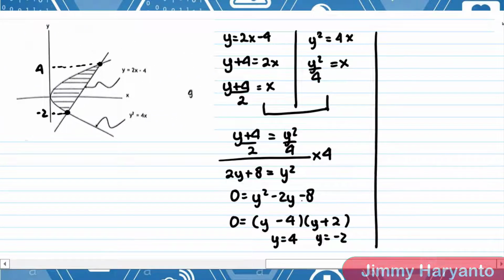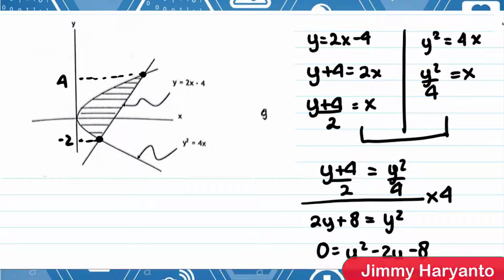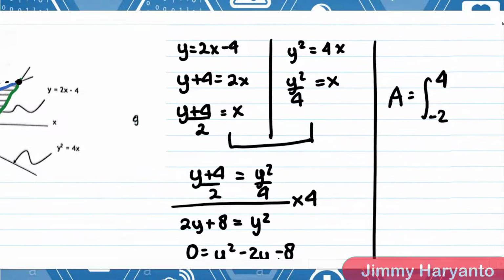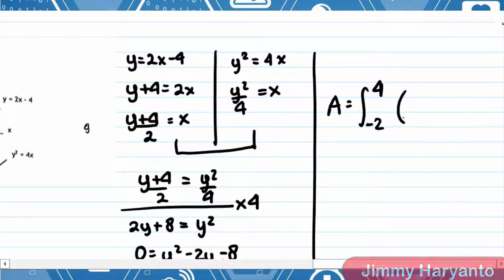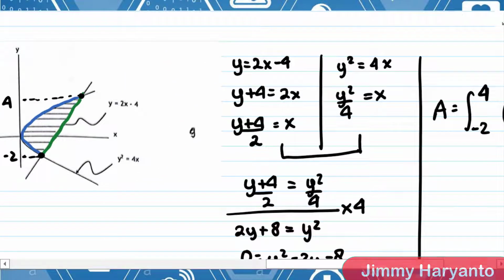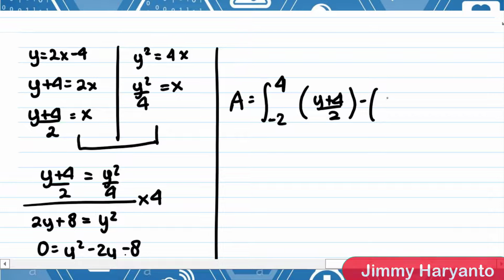After that, we can find the area using the limit. The limit will be negative 2 and 4. And then because you look at the area with respect to the y, that means this one is the upper function and the blue one is the lower function. Yeah, so the green is y plus 4 over 2, and then minus the lower will be y square over 4 dy.